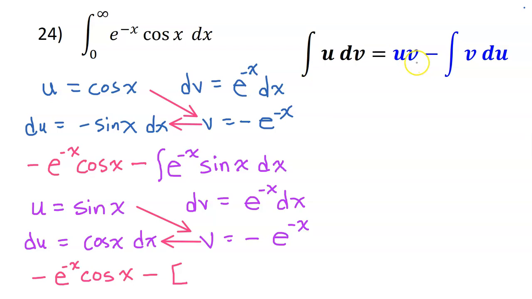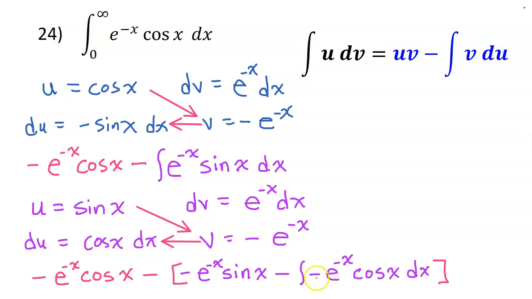Let's start with u times v, which is this times this. Then it's minus the integral of v du, which is this times this. I'm going to bring this negative sign out to the front and turn this minus to a plus. Next, I will distribute this negative sign and start a new column of work. So you're going to see a plus here and a minus here.